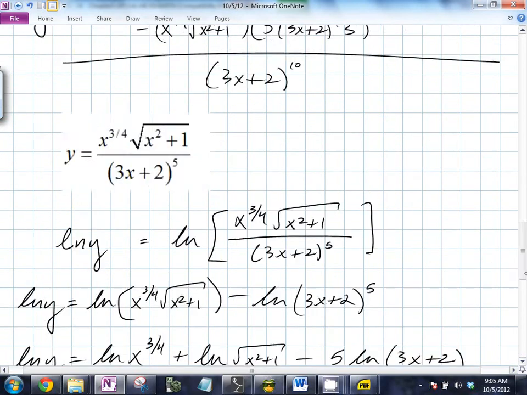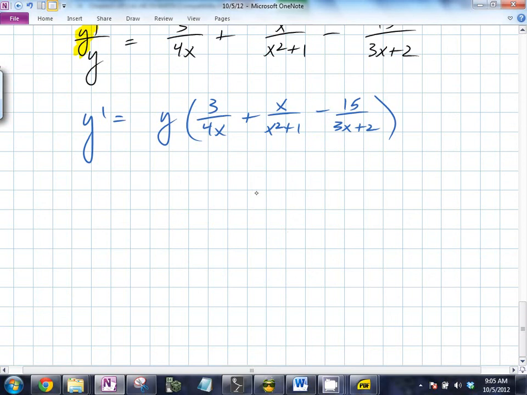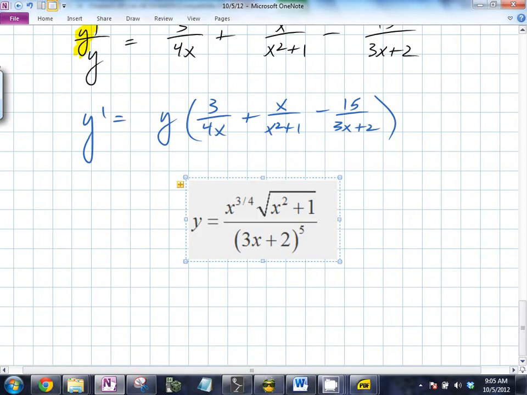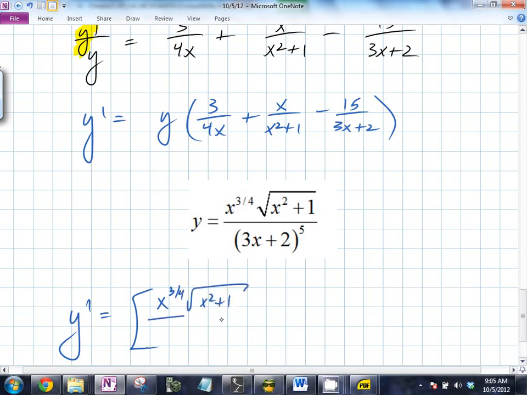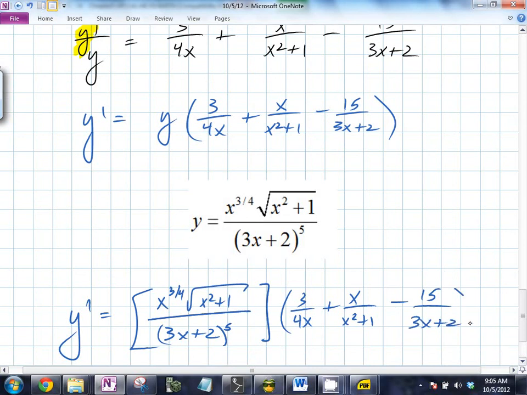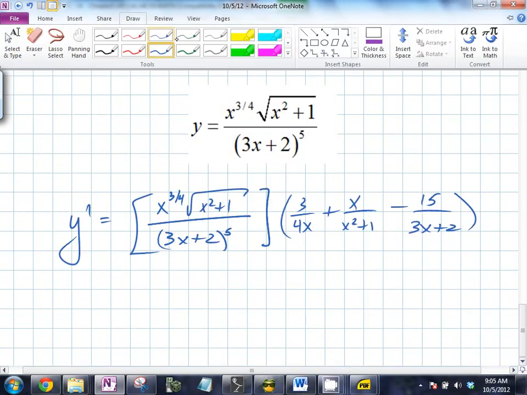X to the 3/4 times the square root of x squared plus 1 over 3x plus 2 to the times 3 over 4x plus x over x squared plus 1 minus 15 over 3x plus 2. We have a final answer right here. What do you think this process is called? Amazing, yay. It's called logarithmic differentiation.